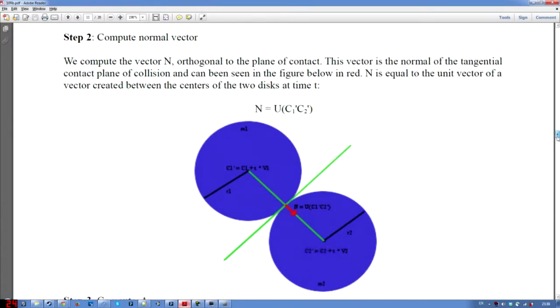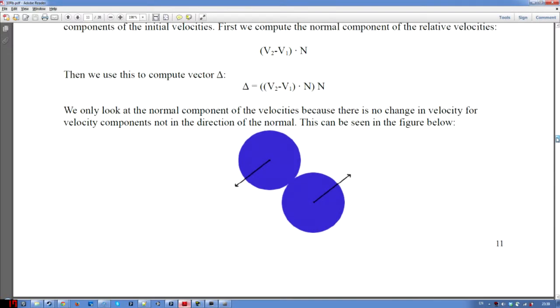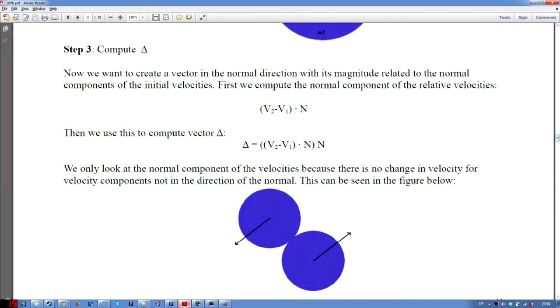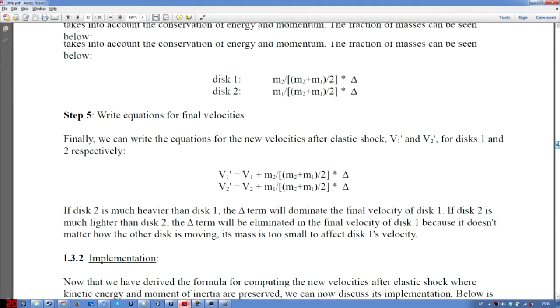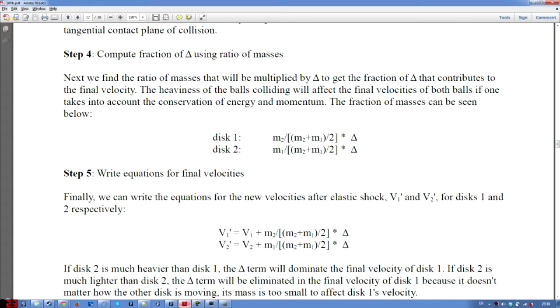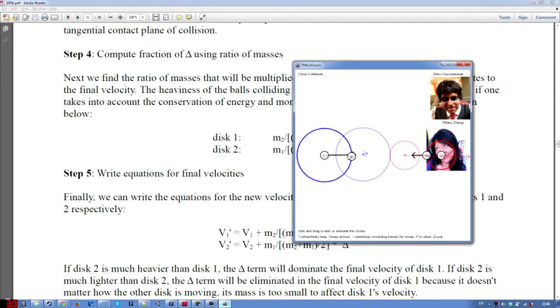What we want to do is find a normal vector to the C1, C2 positions at collision, which is our collision vector. We want to incorporate that into a delta, which is the combined velocities dotted with n, scaled to the n vector. Then we plug that into v1 final and v2 final using this formula right here. We're using the masses, in this case the area of each circle, which is pi r squared, to compute the final velocities of the two circles.